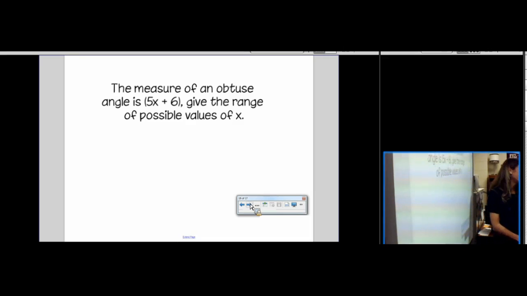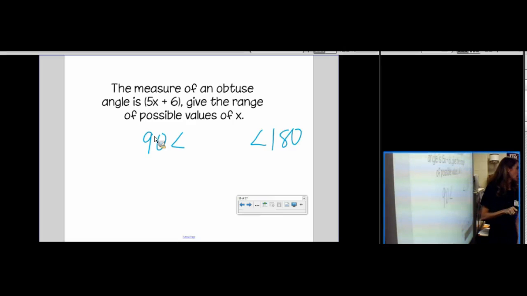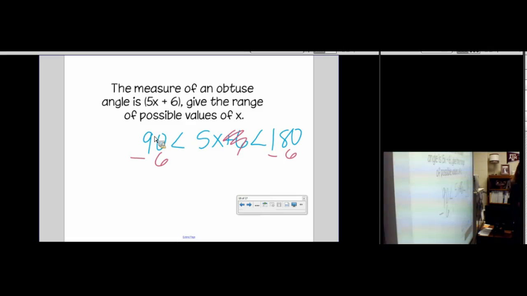What's our range if it's obtuse? Larger than 90 and less than 180. So you start there, and here you put 5x plus 6. Okay, we'll check them. Check your own. Let's do it together. What do you do first? Subtract 6. What's cool is you can do it to the left and the right at the same time. All right, so we have 84 is less than 5x, which is less than 174.